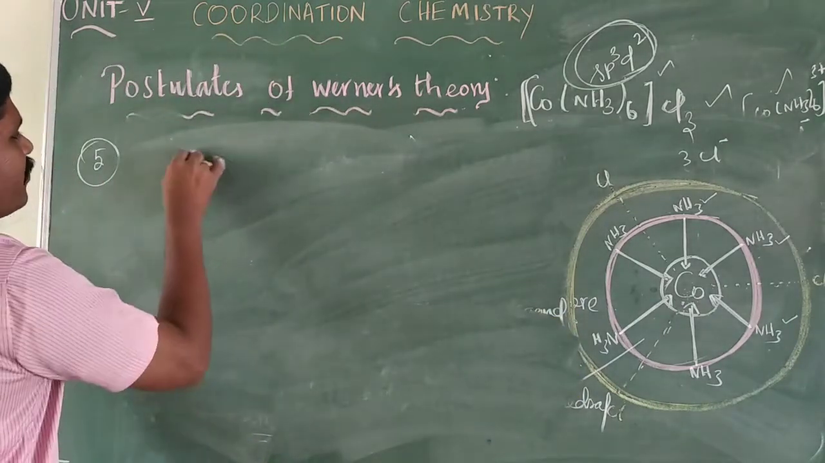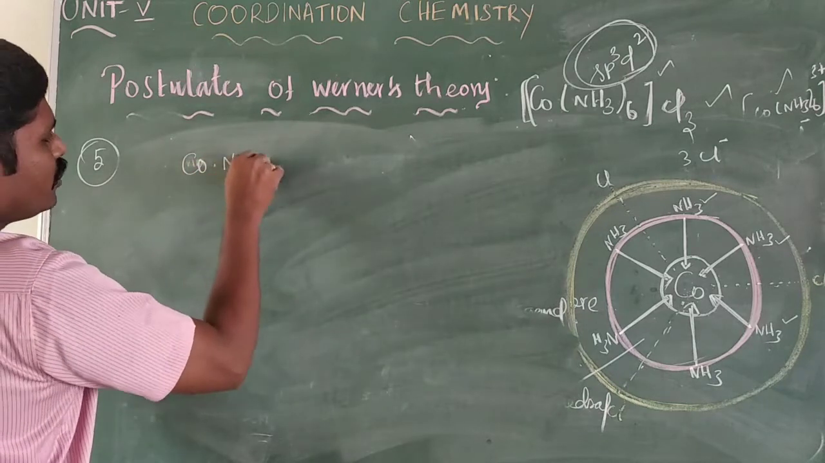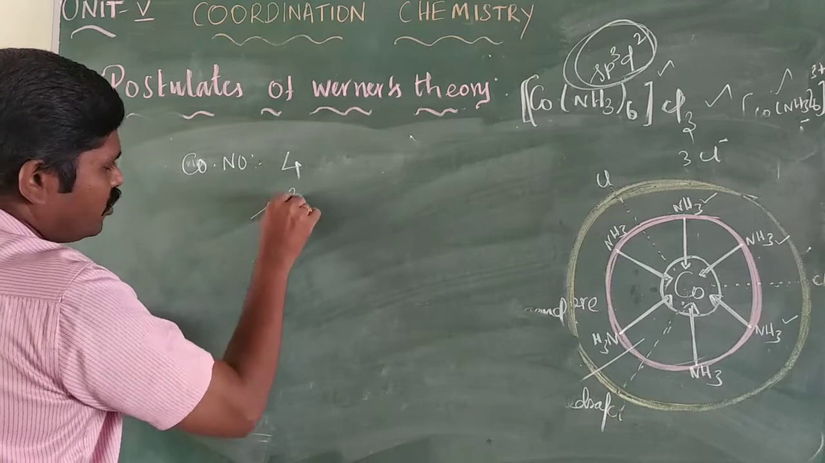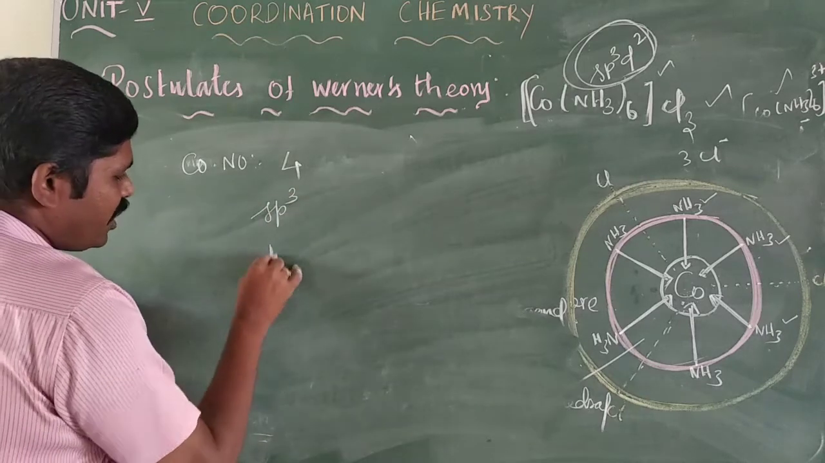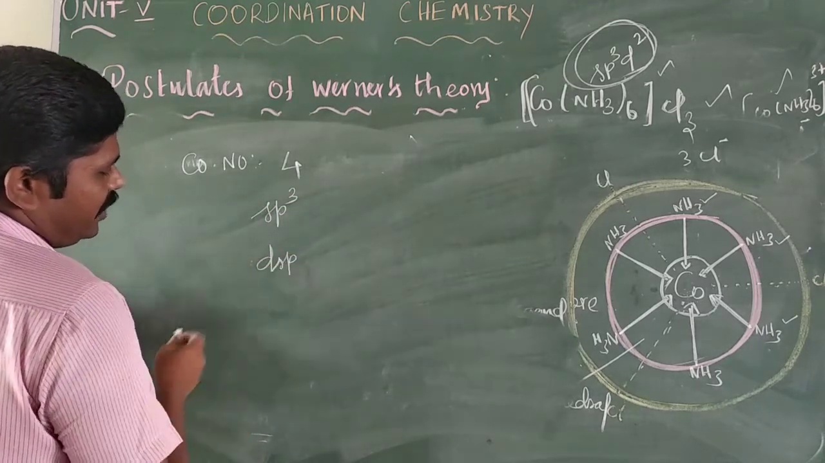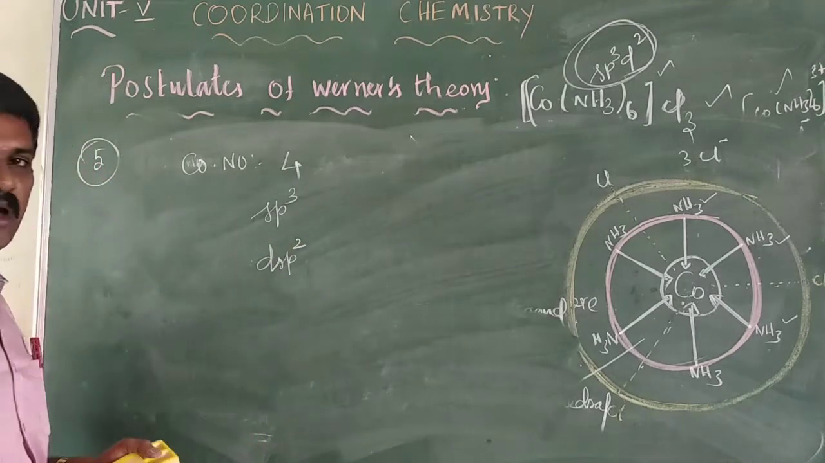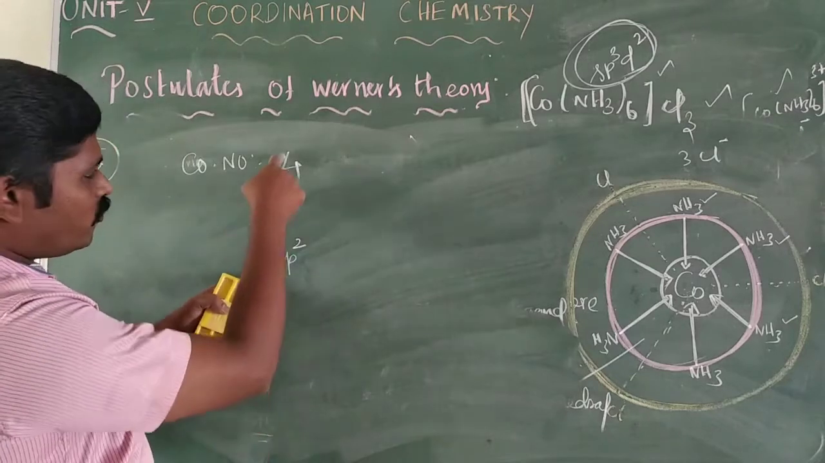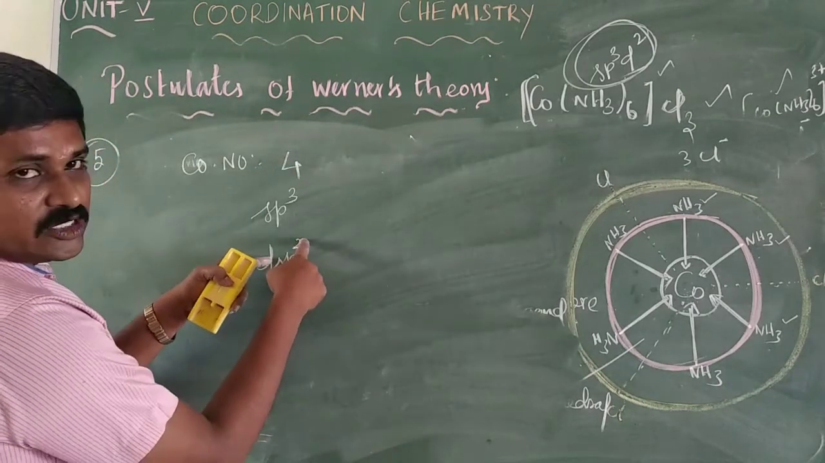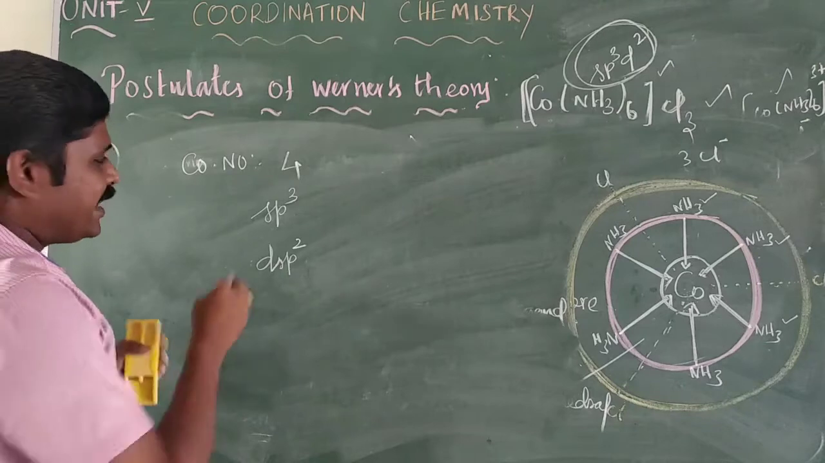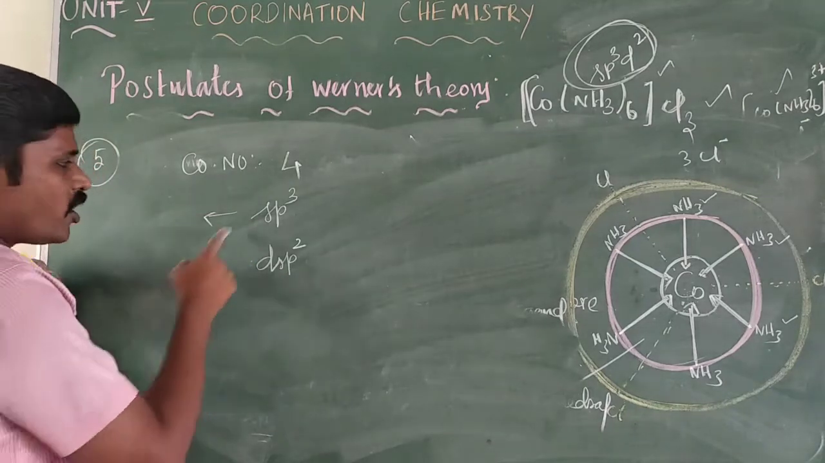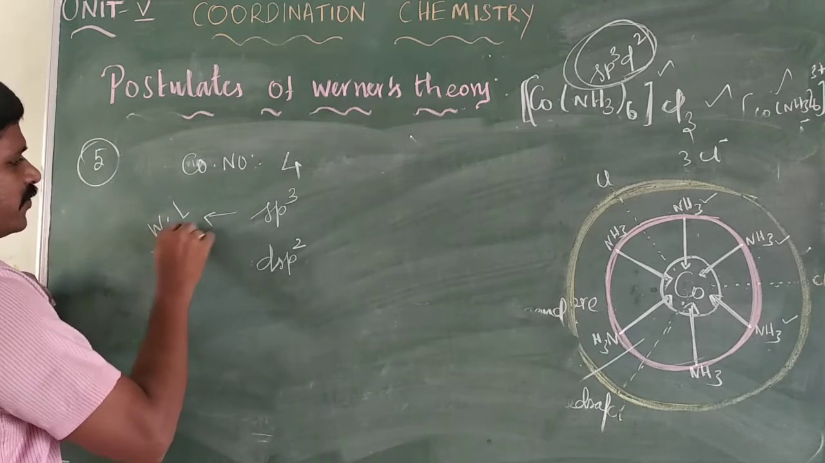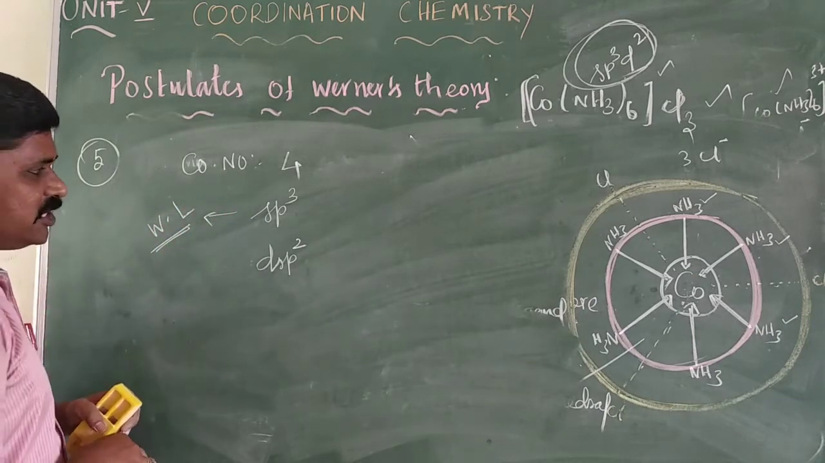In coordination number 4, two hybridizations are possible. One is sp3 hybridization, another is dsp2 hybridization. So 3 plus 1 is 4, and 2 plus 2 is 4. In sp3 hybridization, the ligand is a weak field ligand.